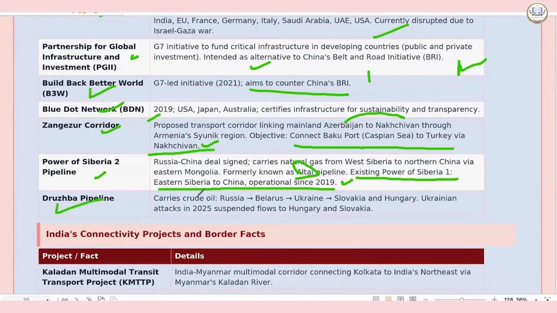Then we have the Druzhba pipeline. It carries crude oil from Russia to Belarus, Ukraine, Slovakia, and Hungary. Ukrainian attacks in 2025 suspended flows to Hungary and Slovakia.